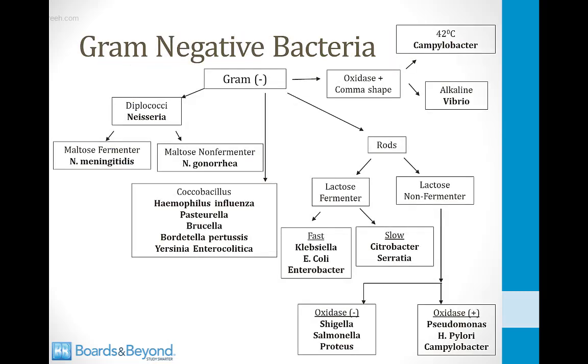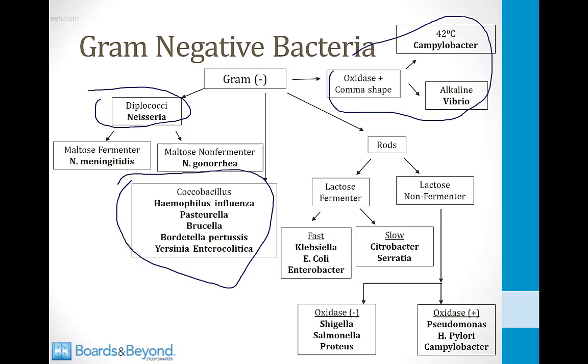So back to our gram-negative algorithm. So now we've talked about the Neisseria, we've talked about these bacteria up here. So what I'm going to finish this module out with is a discussion of the coccobacilli right here. Now Pasteurella and Brucella are zoonotic diseases transmitted from animals to humans, and I discussed these in the module on zoonotic infections. So we'll finish up here by talking about Haemophilus, Bordetella, and Yersinia.